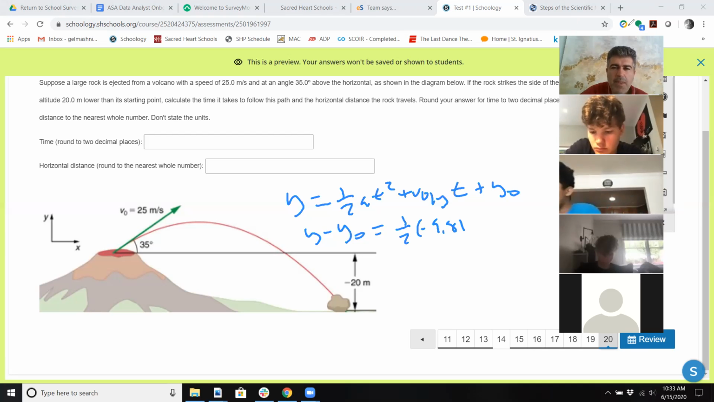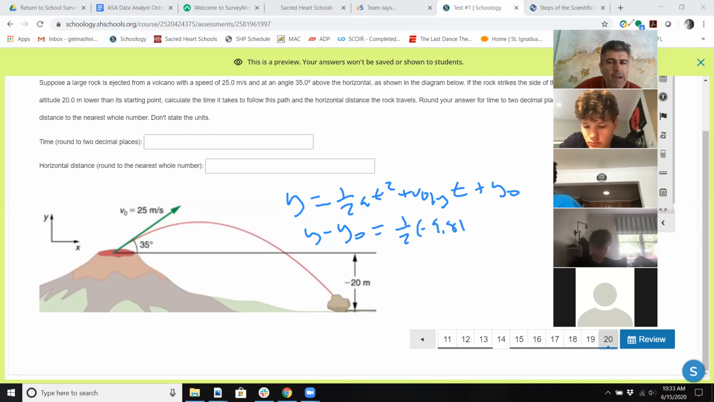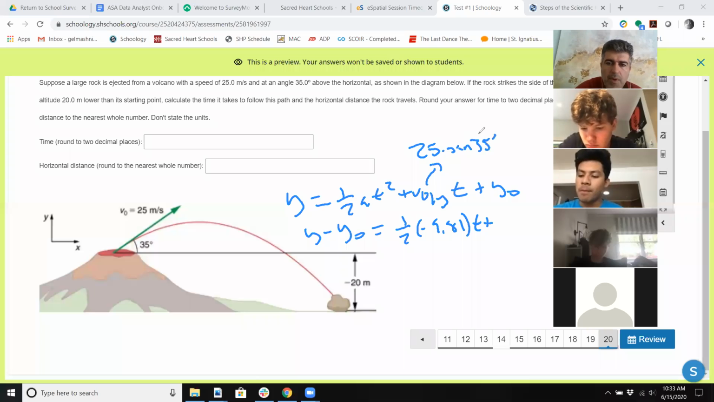If you did -9, I think it'd still be okay. If you're a little bit off because you did -9.81 or -9, I'll take a look at it. Let's see if that causes a major difference. And then your v0 in the y direction is 25 times sine 35 degrees. I had one student who accidentally did 30 degrees. If you do that and you get the rest of the problem right, I'm giving you 7 out of 8. Don't worry, you'll be fine.